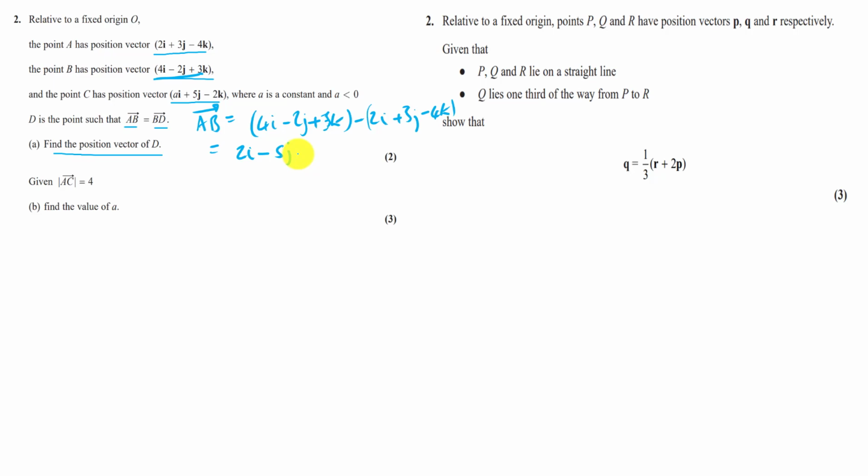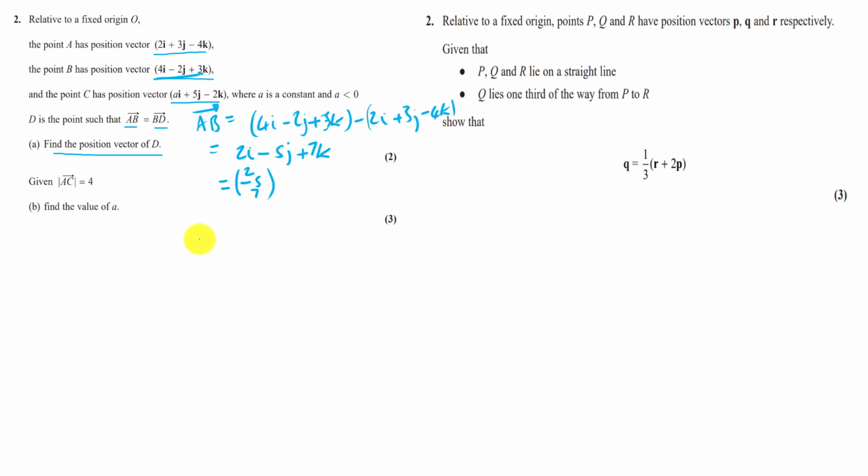So that's minus k. Well, it's minus minus actually, so that's plus 7k. Now it might be easier to write that as 2, minus 5, 7. Now what's the next bit?